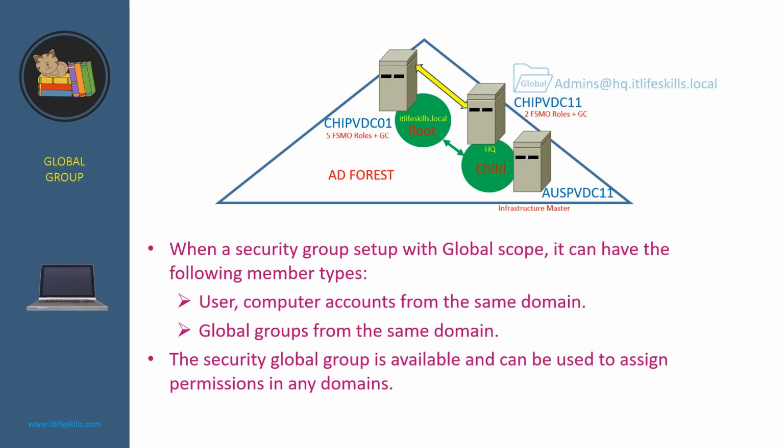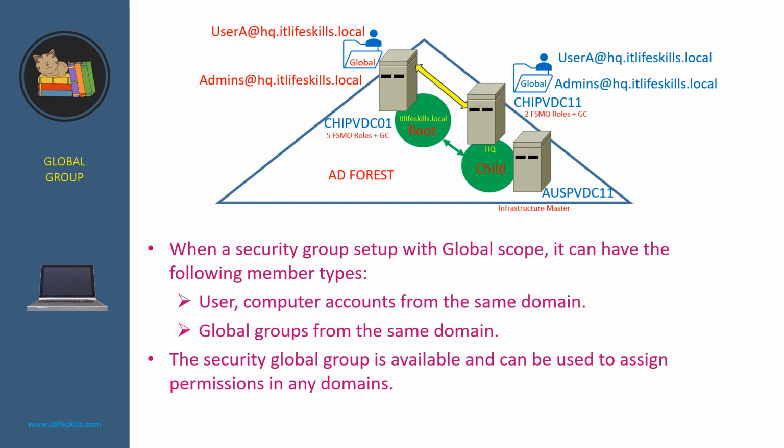For example, we create a new global group named admins in the child domain hq.itlifeskills.local, and we add the user A from the same domain into the group. Because the group is set up with the scope global, it will be available in the root domain, and we can use the admins global group to assign permissions in the child domain and also in the root domain.